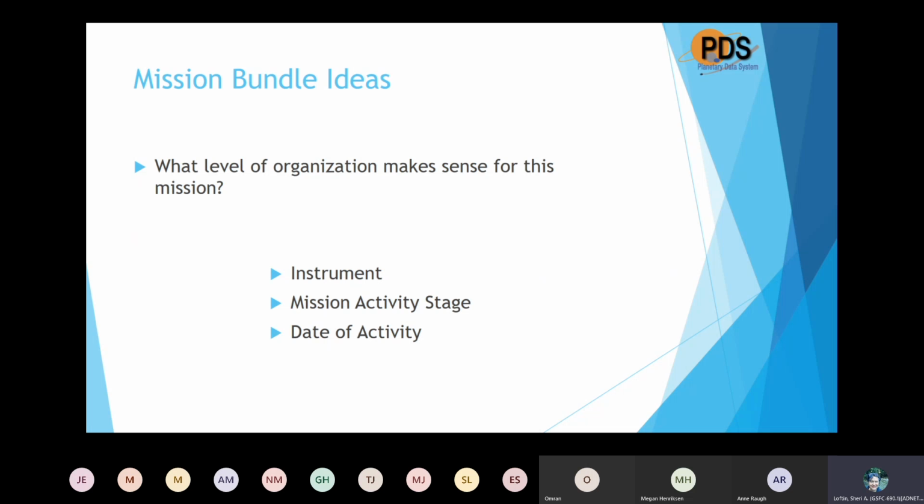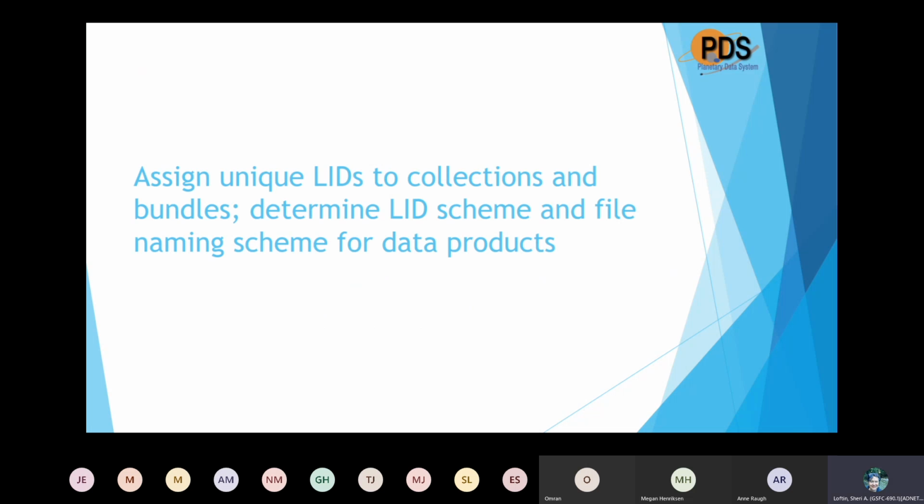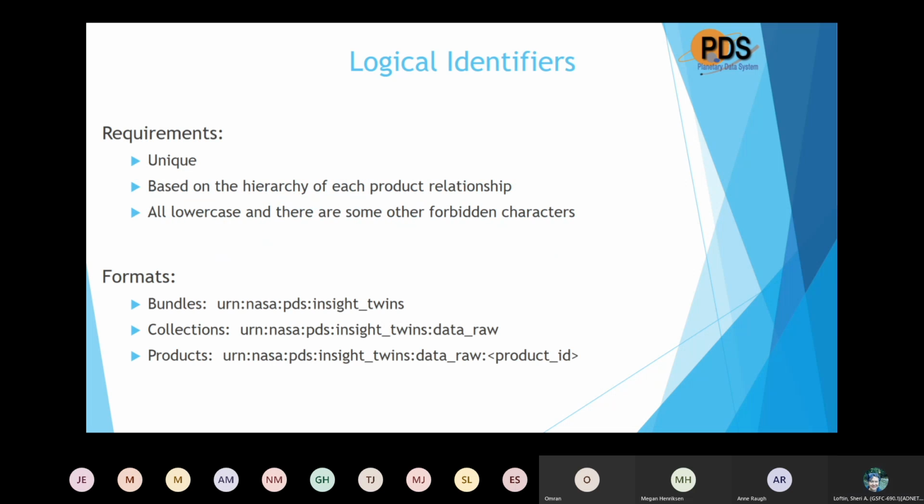So you can actually have a couple of overarching organization schemes. You can do it a couple of different ways. Like if you wanted to do it by orbit, you could do it by orbit, or you can save that for files within your collections. It's up to you. And again, we want to assign those LIDs to the collections and to the bundles and to the products as they come in. And this is with the help of your node personnel.